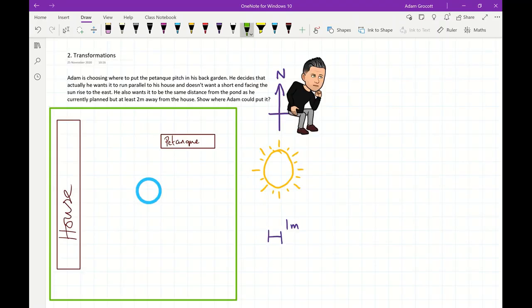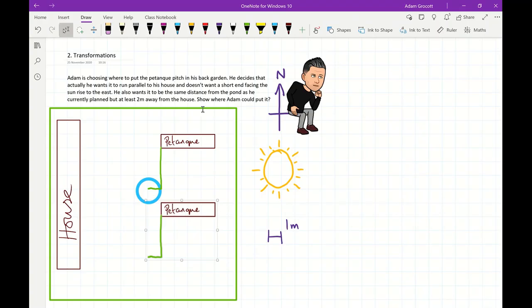Number 2, transformations. I love teaching transformations in OneNote because it allows my students to get a visual representation of everything I'm trying to communicate. I'm going to move my pétanque court. I've got some criteria which I need to satisfy. So first of all, I've lasso selected, I've Ctrl C and Ctrl V because now I can talk to my students about the vectors at which I might have to move my pétanque court around my garden.